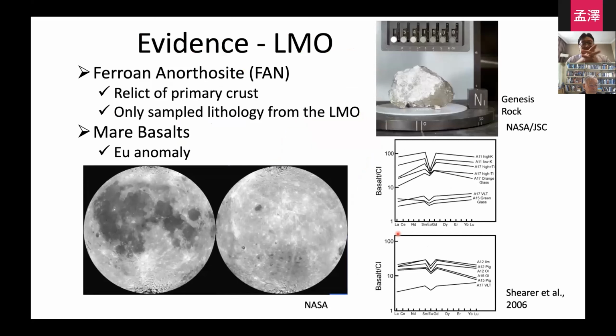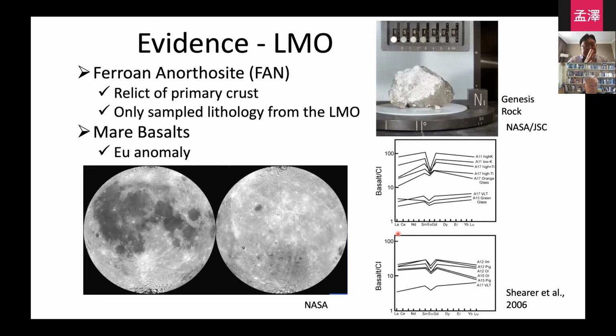So there are several evidences to support this lunar magma ocean model. Here I will introduce only two. One is basically ferroan anorthosite. As I just said, the plagioclase crystallized in the magma ocean because of its lower density. It floated to form the lunar crust. So this ferroan anorthosite actually is the relic of this primary crust. And also, it is the only sampled lithology from the lunar magma ocean in our lunar sample collection.